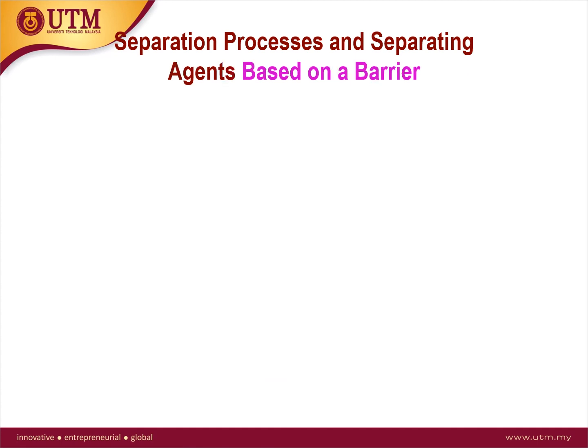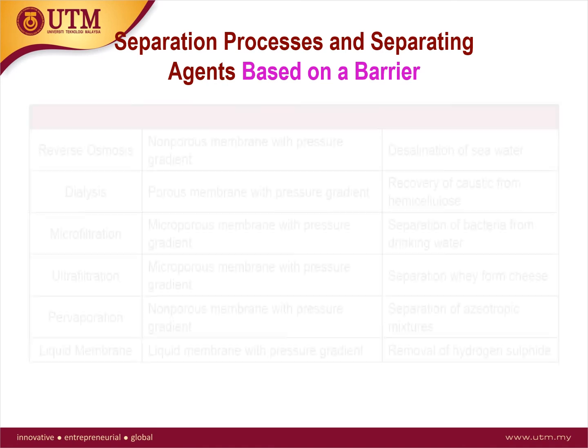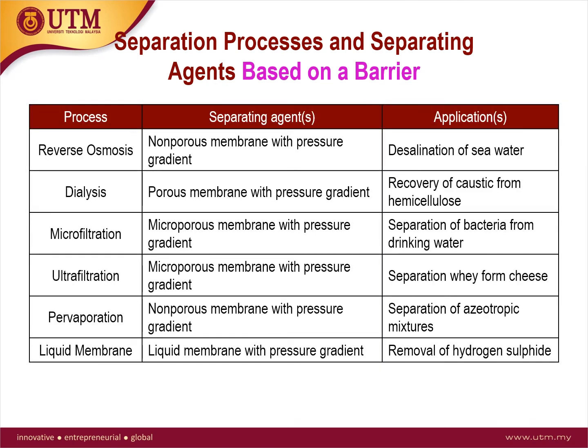Now we move to separation processes and separating agent based on a barrier. There are many types of separation processes based on a barrier. For example, reverse osmosis uses a non-porous membrane with pressure gradient as a mass separating agent, for example, desalination of seawater. The second process is dialysis. Dialysis uses a porous membrane with pressure gradient as the mass separating agent in order to recover the caustic from hemicellulose.